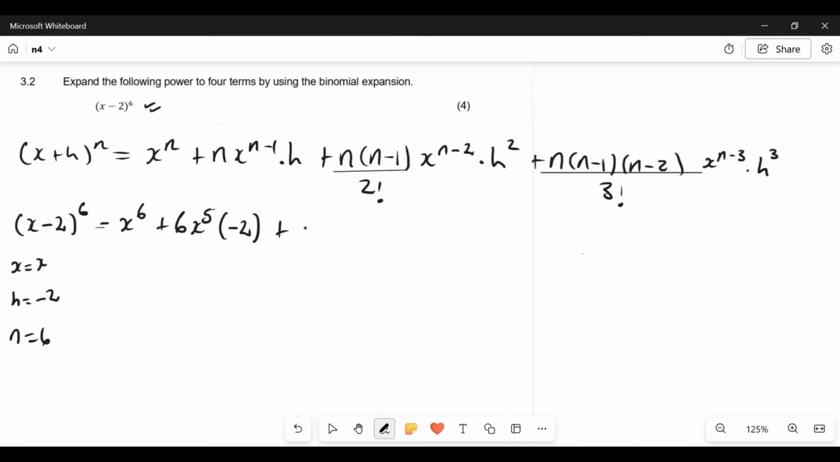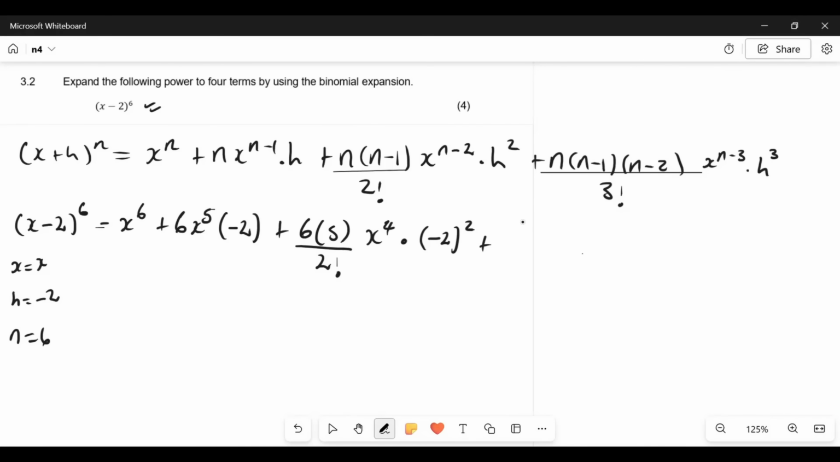The third term, we have n, which is 6, multiplied by n minus 1, which is 6 minus 1. That is going to give us 5 divided by 2 factorial multiplied by x to the power of n minus 2, which is 6 minus 2. That is going to give us 4 there as an exponent. And then we multiply by h squared, but our h is negative 2, then squared.